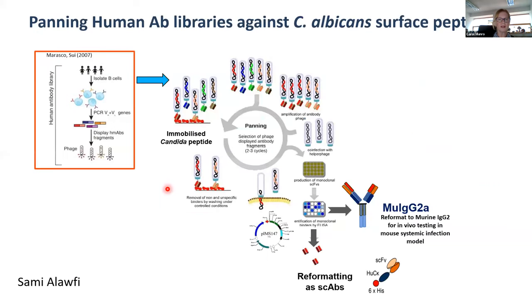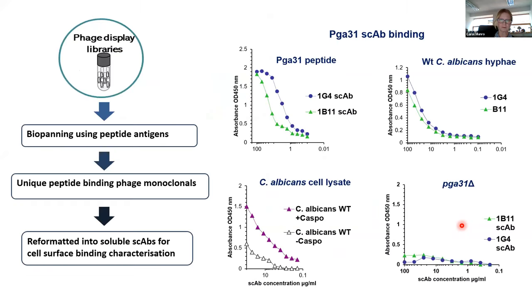So we immobilize the Candida peptides, and then we do several rounds of panning with the phage display library to select the really strong phage binders. We take those phage binders and then we format them into single chain antibody fragments that we can test in the lab for binding properties. And then the lead candidates were fully reformatted as IgG molecules, and we used a murine framework for this. We could test them in our mouse models.